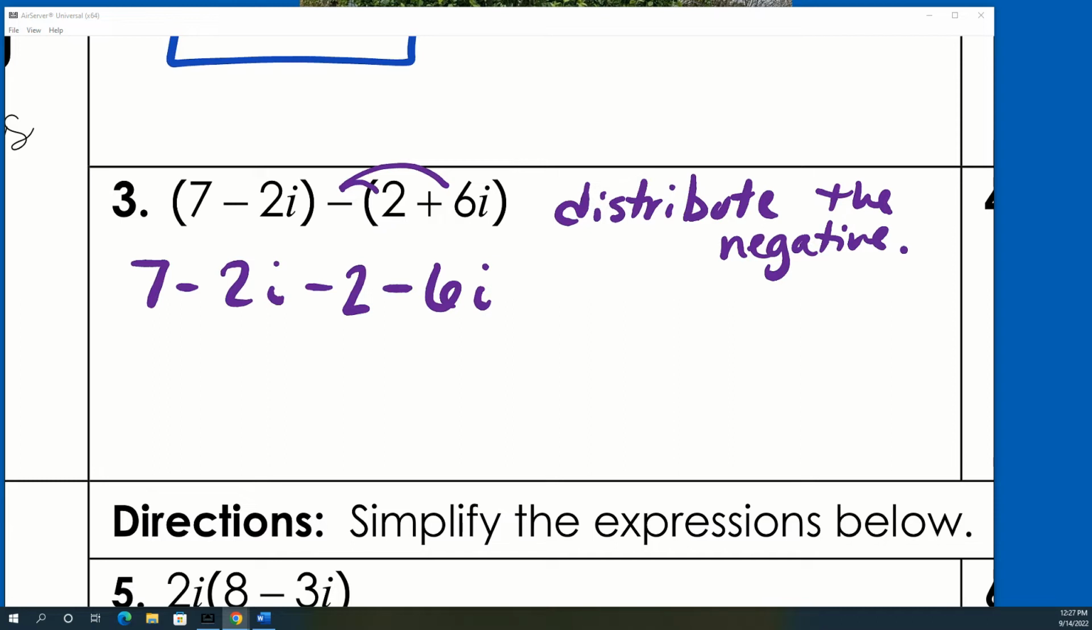Right. And now it's just like the other two that we did. We're going to combine the real parts together. So 7 minus 2. And then combine the imaginary parts. Negative 2i minus 6i is negative 8i.